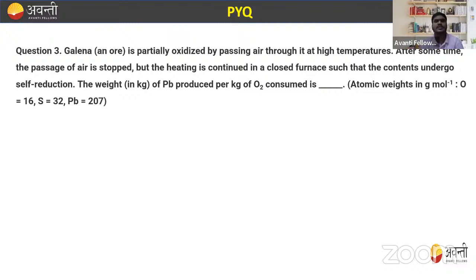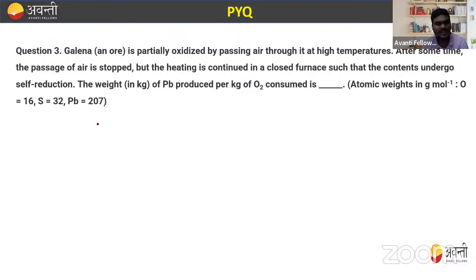So that was the first question asked, beta. Galena, an ore, is partially oxidized by passing air through it at a high temperature. After some time, the passage of air is stopped, but the heating is continued in a closed furnace such that the content undergoes self-reduction. The weight in kilogram of Pb produced per kilogram of O2 consumed is? So you have to calculate the weight of this.